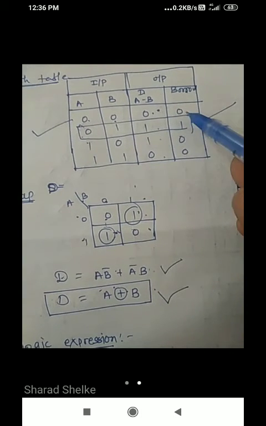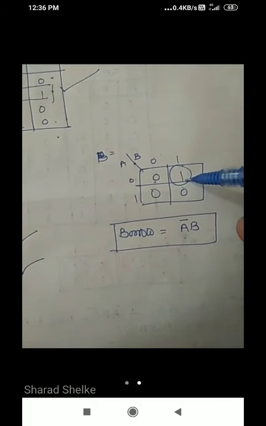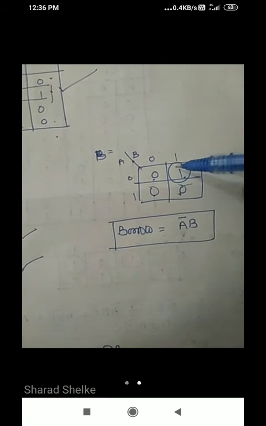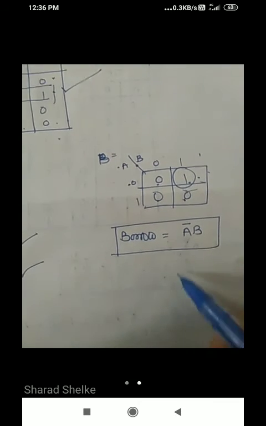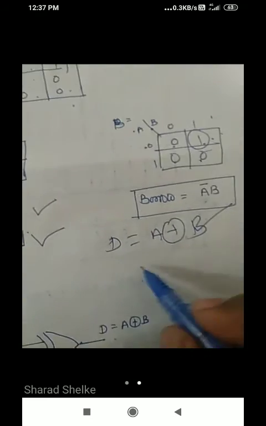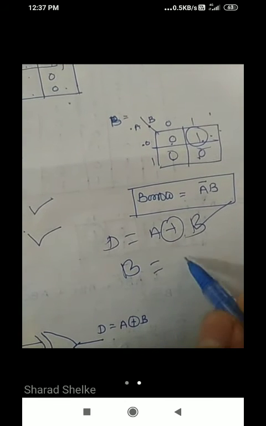We can generate the same for the borrow, which is 0 1 0 0. So for the borrow 0 1 0 0, only one element is 1. For this one, the expression is A bar for the 0 and B for the 1. So the borrow is A bar B. So we get two expressions: one is D is equal to A XOR B, and the other is borrow B is equal to A bar B. So two inputs are required here.